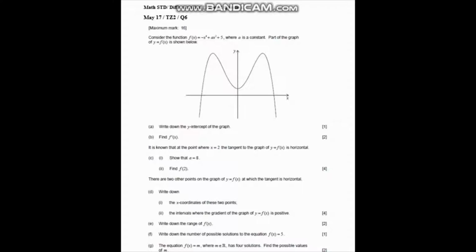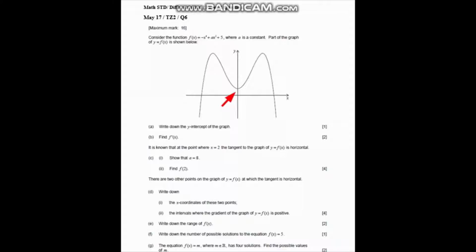So you are given a function f of x, but you have one missing term represented by a instead of a number. So anyway, in question A, you are required to write down the y-intercept of the graph. So the y-intercept, which is right there, exists at the point where x equals 0. So it's the point on the y-axis where x equals 0.